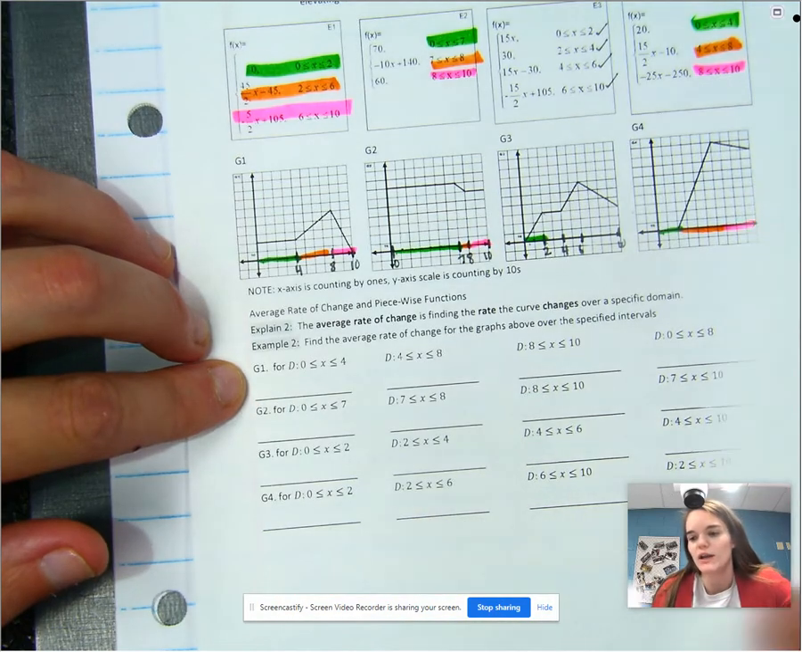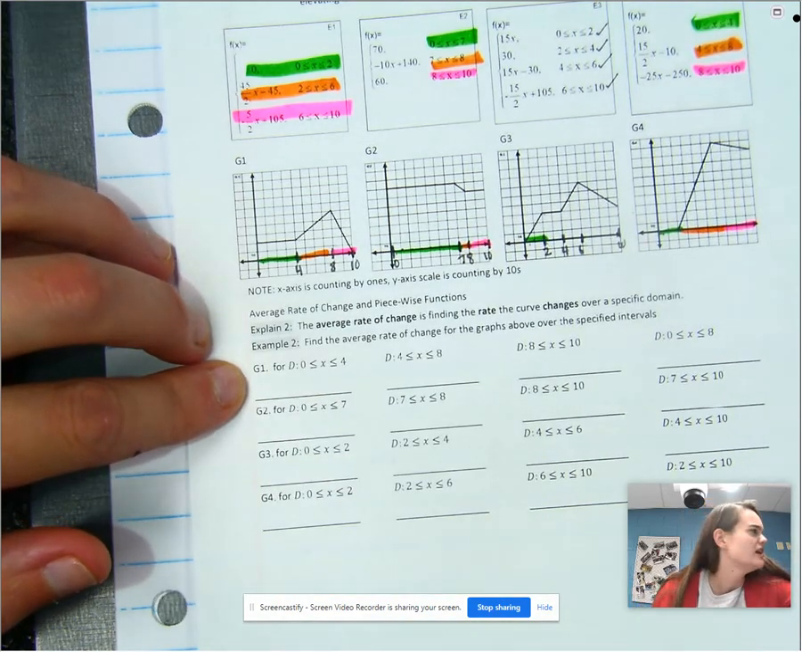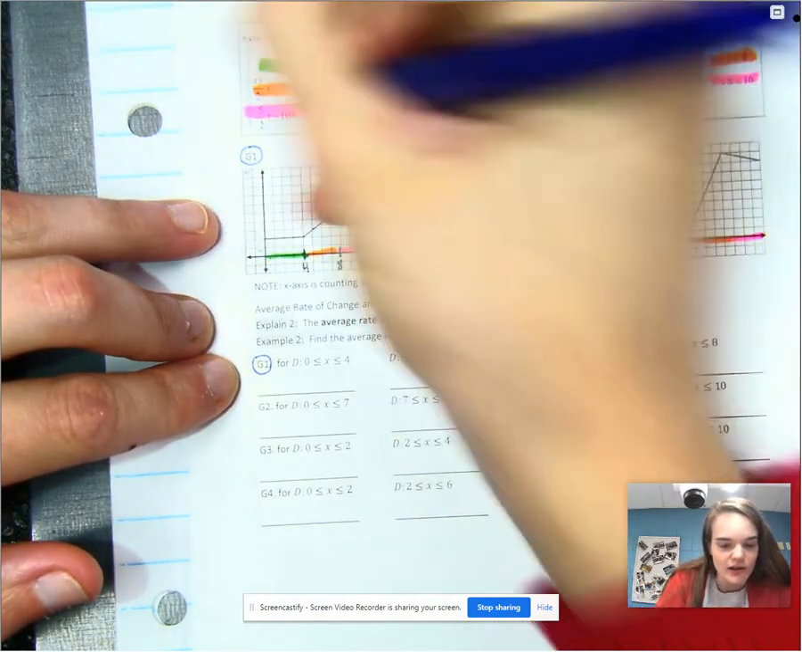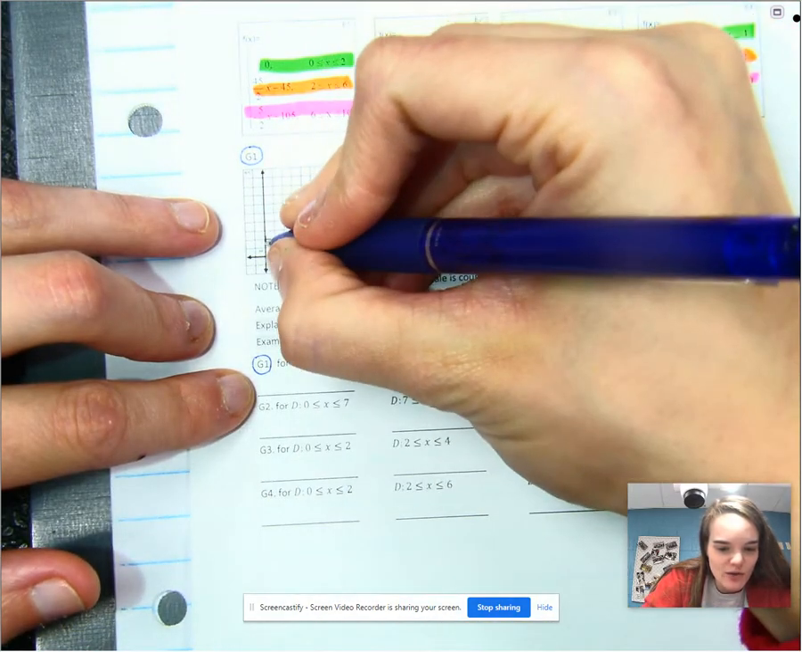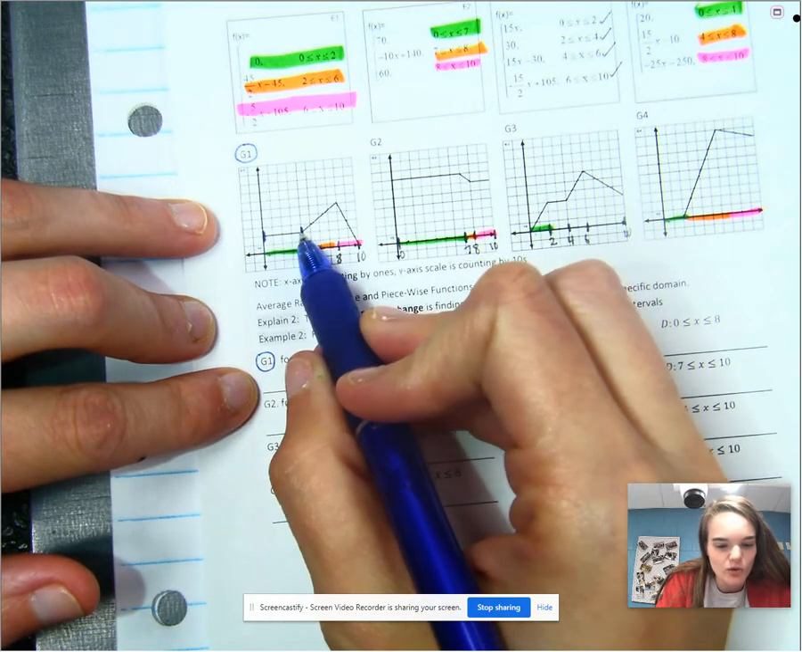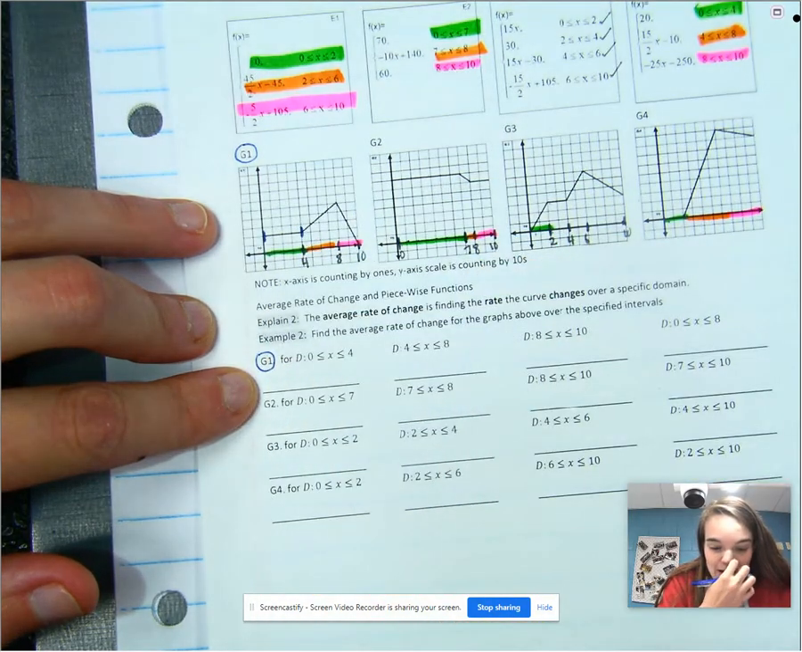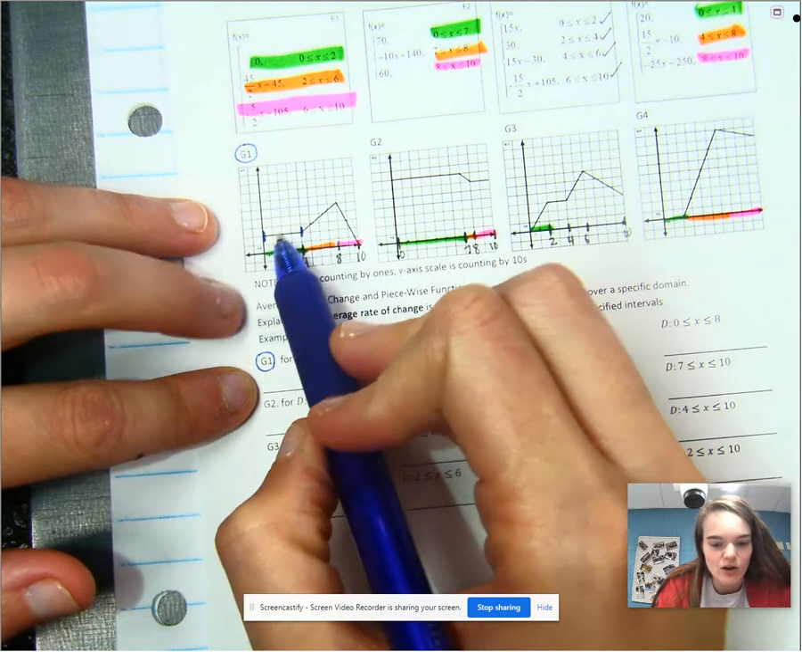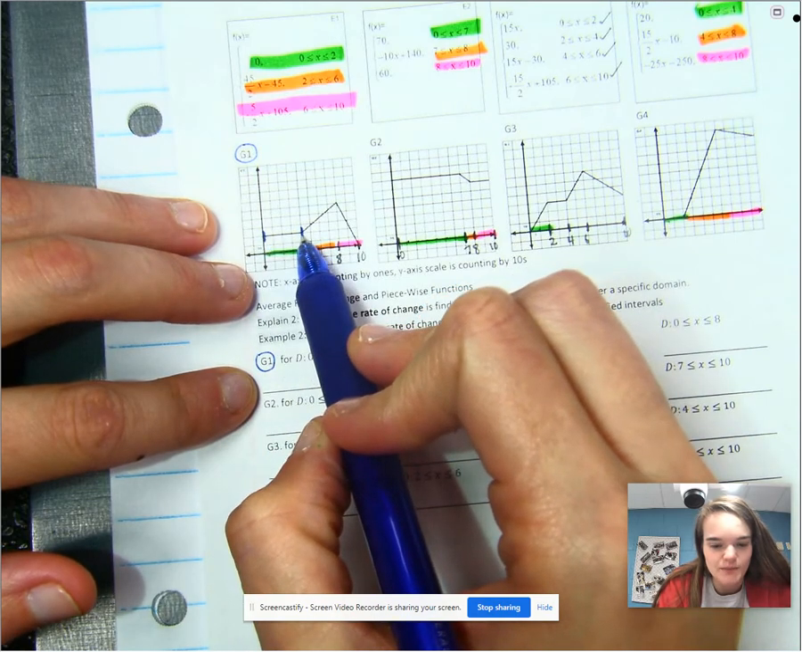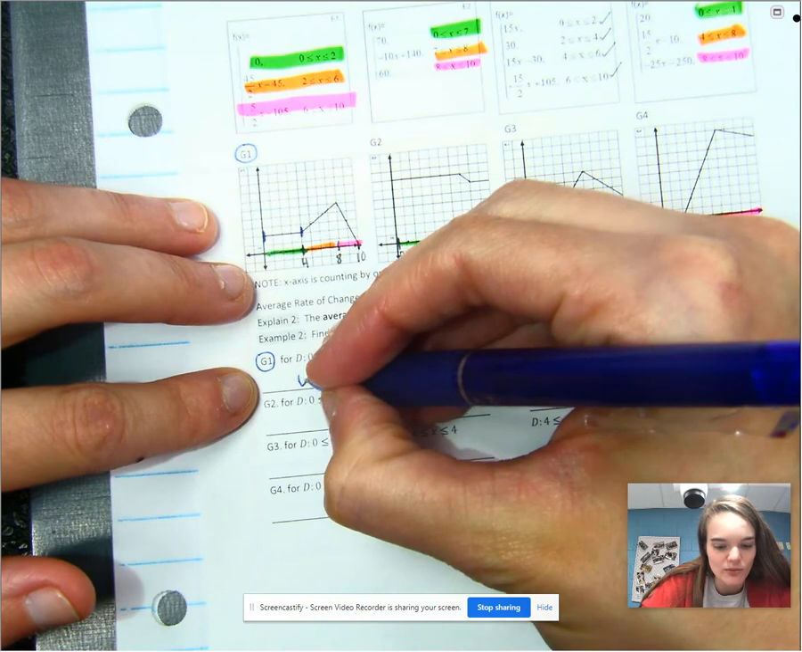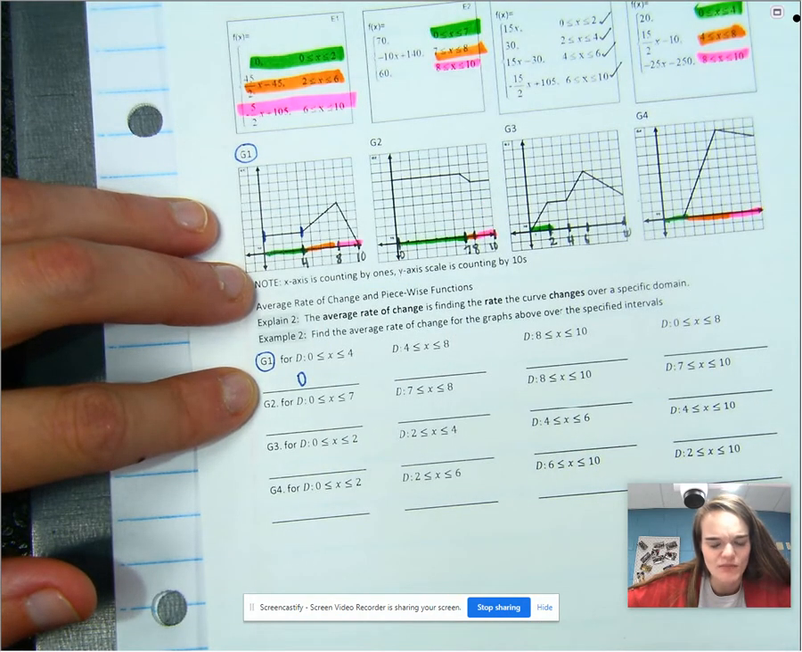So for G1 here, we are looking for the rate of change from 0 to 4. We are looking from the domain of 0 to 4. Here is how this works. What is the slope from 0 to 4? Before we think about that, we need to remember that this is counting by tens. Now, the slope here from 0 to 4 is flat. That is a slope of 0. That is the rate of change from 0 to 4. Nothing's changing there.